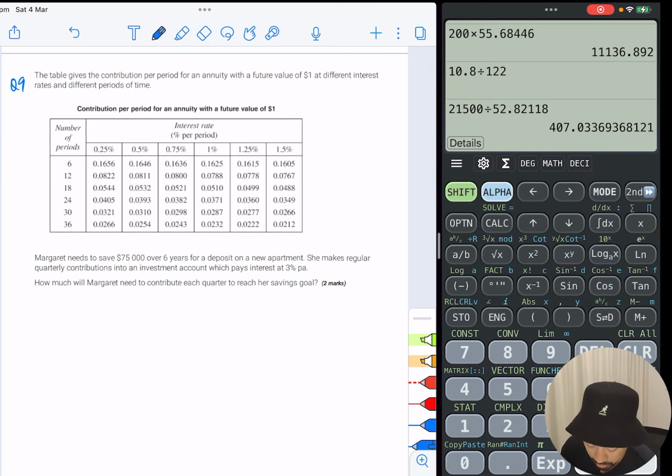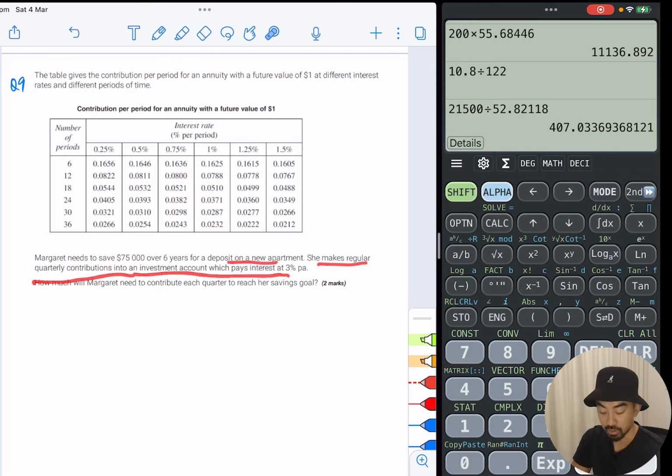Okay, question 9. Here we've got another future value table, it looks like. Margaret needs to save $75,000 over 6 years for a deposit on a new apartment. She makes regular quarterly contributions to an investment that pays 3% per annum.